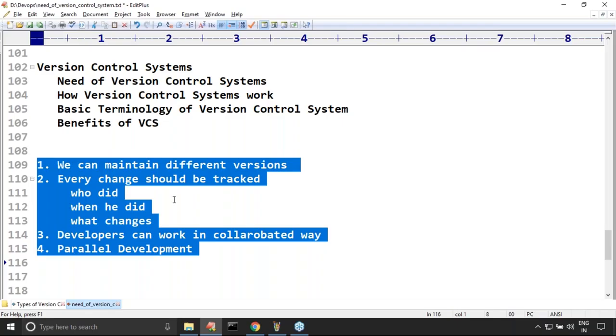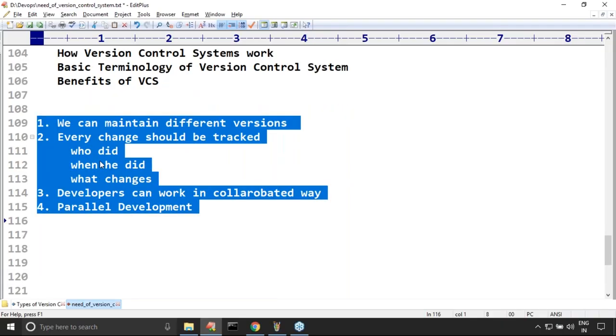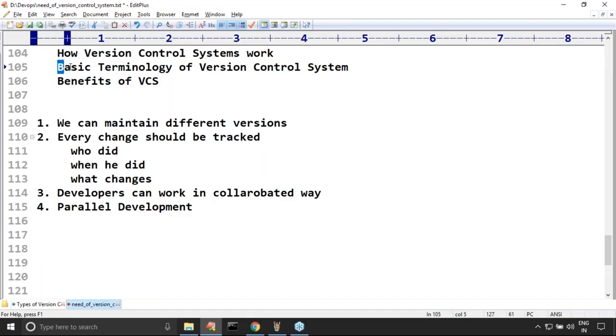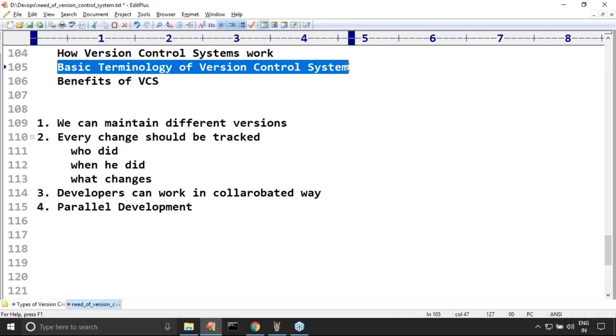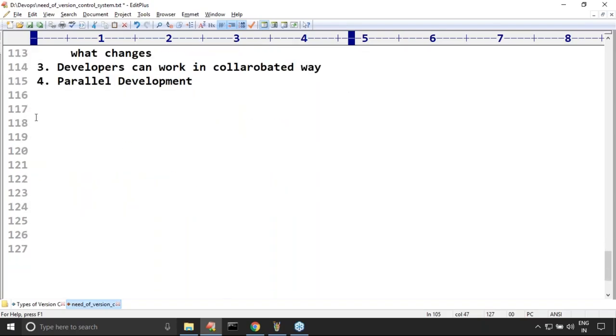In real time, we compulsorily have to use a version control system while developing our code. Any doubt about this? Please confirm. Are you in a position to understand? In the last session, all these things I covered very clearly. This basic terminology of version control system is very important to continue further, even in today's session. What is the basic terminology?